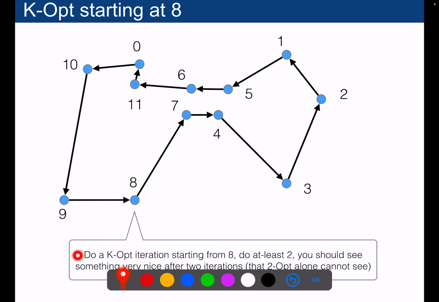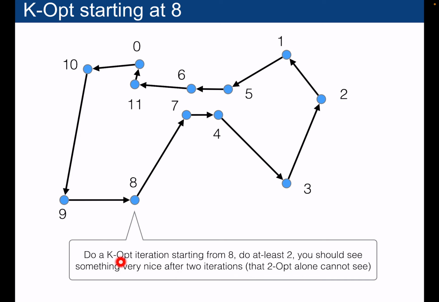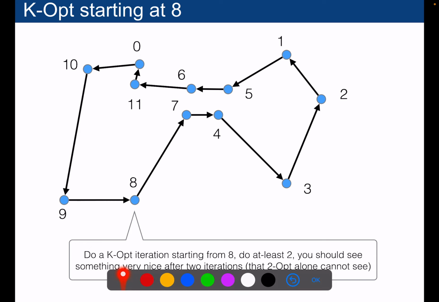So as an exercise, you can train yourself and apply the k-opt iteration starting from 8. And then you do at least two 2-opt moves, and you should see something very nice after 2 iterations. Okay, that 2-opt alone would not be able to reach. So you can start from that one.